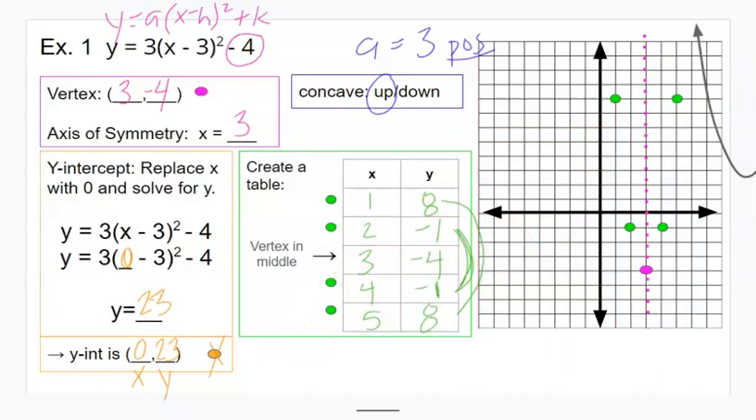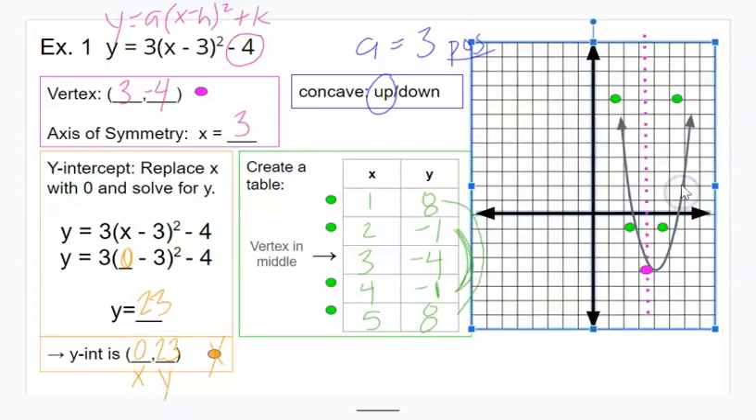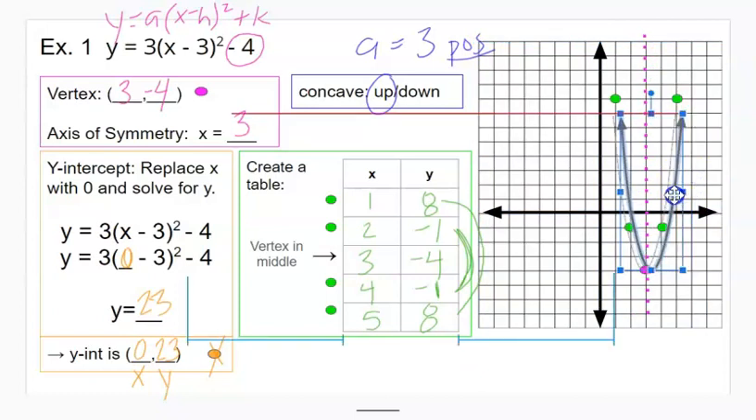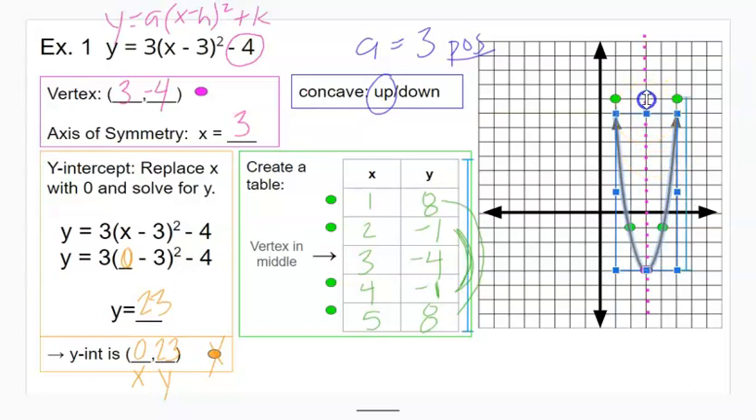And that gives us the shape of our parabola. Again, if you are doing this on paper, you can just plot the points and create the parabola yourself. But if you're doing it digitally, you can use the points and pieces given for you.